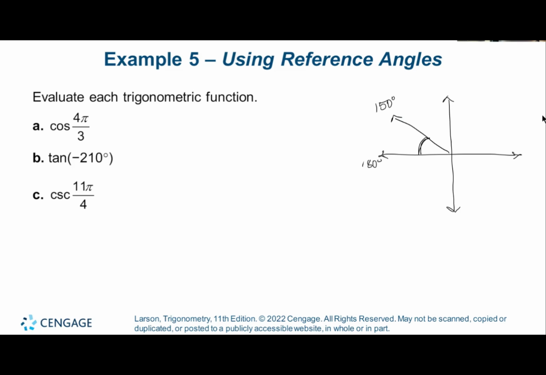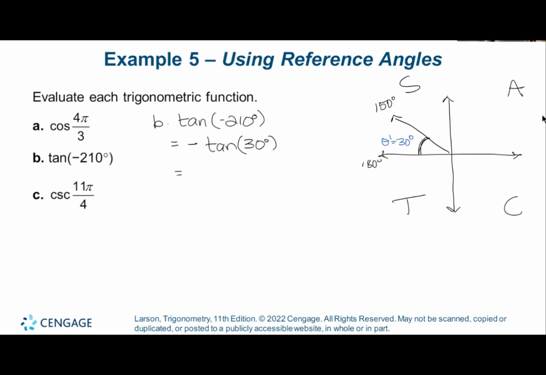So tangent of negative 210 degrees. Let's see if it is positive or negative. In quadrant 2, only sine and its reciprocal are positive. So that means tangent is negative. So tangent of negative 210 is the same as negative tangent of the reference angle. And the reference angle is 30 degrees. All right, tangent of 30 degrees. We've got to figure out what that is.